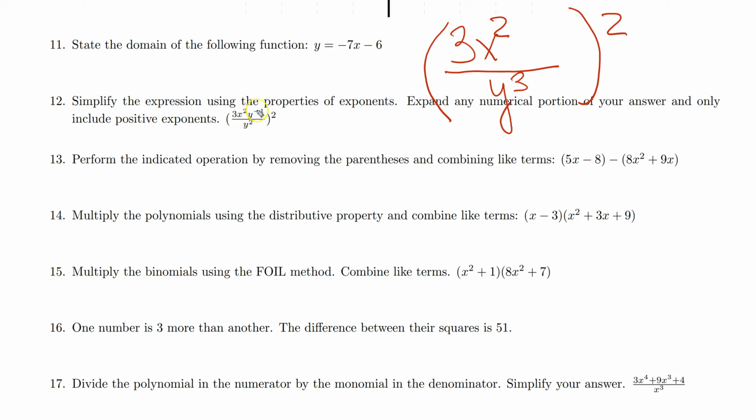We're just bringing that negative 1 down, making it a positive, and now we're just going to square the 3. That gives us a 9. We're going to square an x squared, so we multiply. That's x to the fourth. And we're going to square y to the third by multiplying, and that gives us y to the sixth. And that's the answer to that one here.